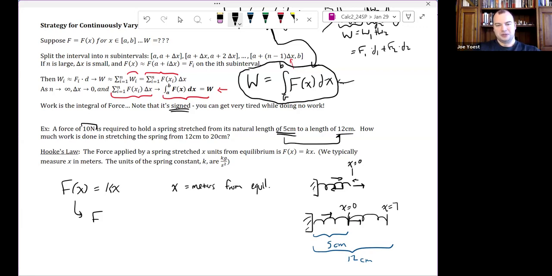So in other words, what does this mean? F of 7, or k times 7, has got to be 10 newtons. And I've got to be careful. This is 7 centimeters, so 7 times 10 to the minus 2, or 7 over 100. I want everything to be in units of meters. So 7 centimeters is 0.07 meters. This tells me that k is 100 times 10 over 7, or 1,000 over 7.